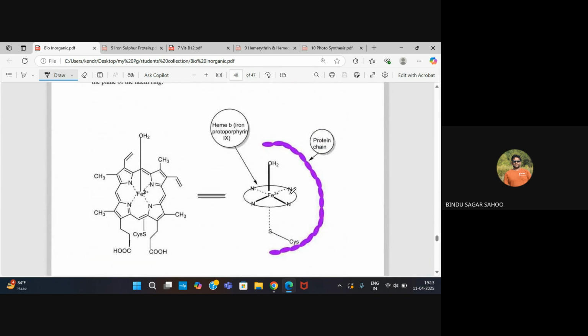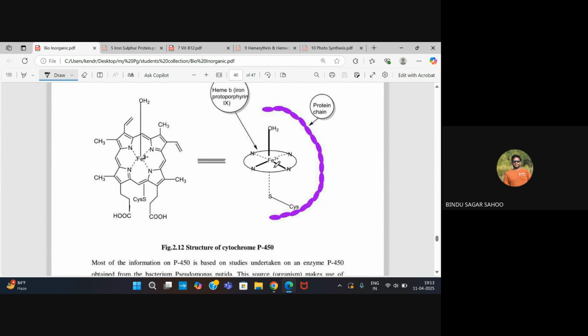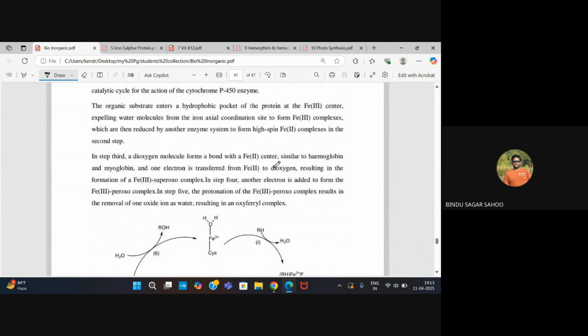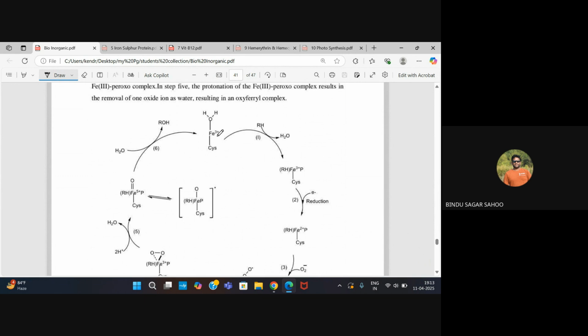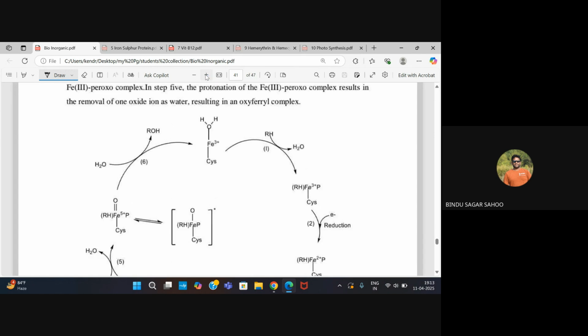Okay, you can check here. This is a porphyrin ring. On the proximal side, the cysteine amino acid is present. On the other side, a water molecule is present. And this is an example of the cyclic mechanism: Fe3+ ion, cysteine amino acid, water molecule. Initially, the hydrophobic alkane group will attack the metal center and attach to it, and the water molecule will be removed from the complex. It will form a complex like that.